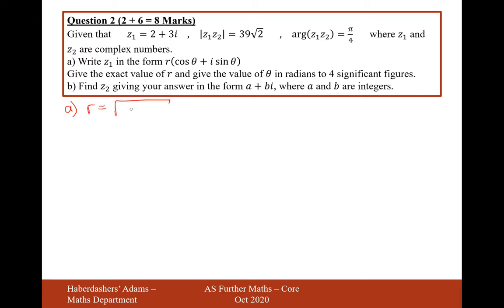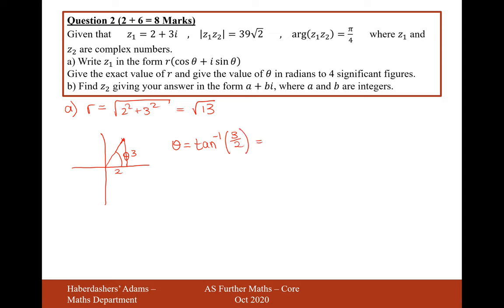3i, it's just going to be 2 squared plus 3 squared, which is going to be the square root of 13. Now for the argument, I'd like to draw myself a little diagram. It's going to go 2 across, 3 up. So it's going to be this angle here. So therefore theta is going to equal, we've gone 3 up, 2 across, so that's going to be tan inverse 3 over 2.